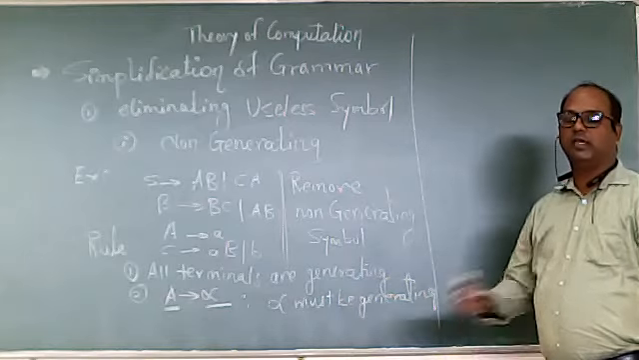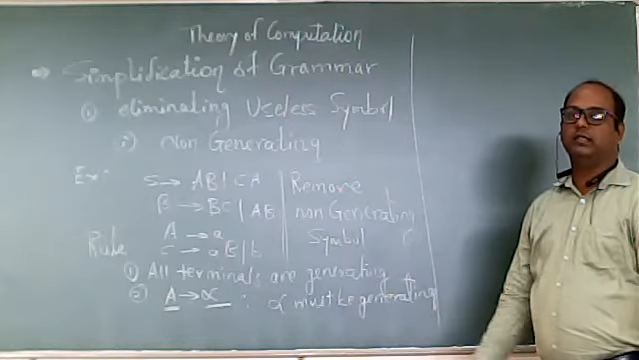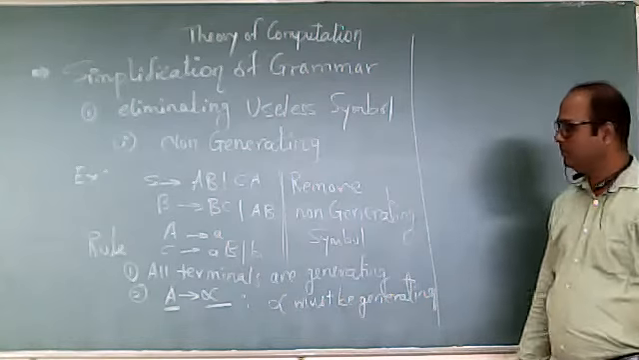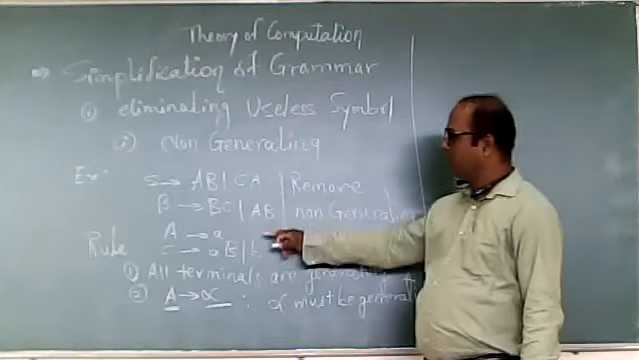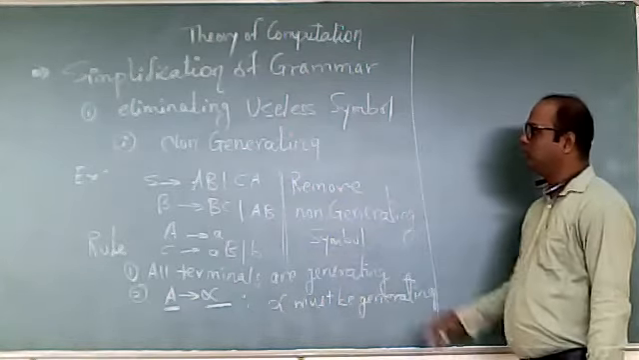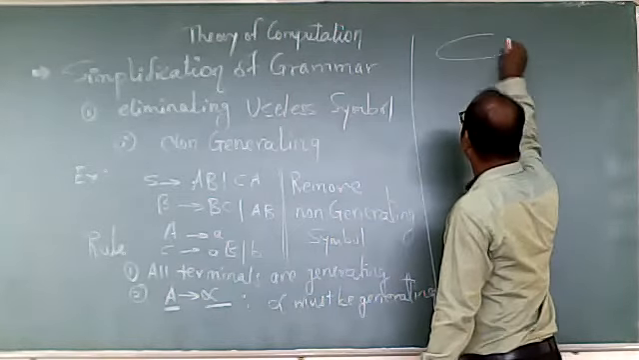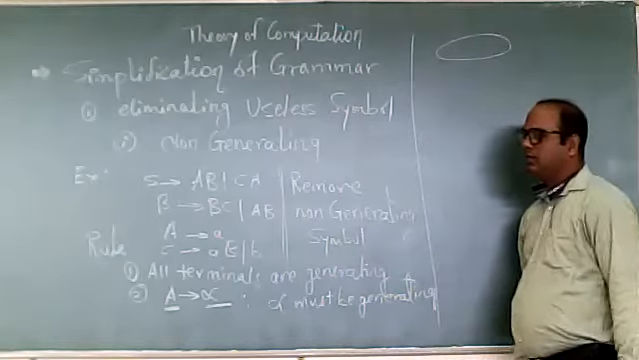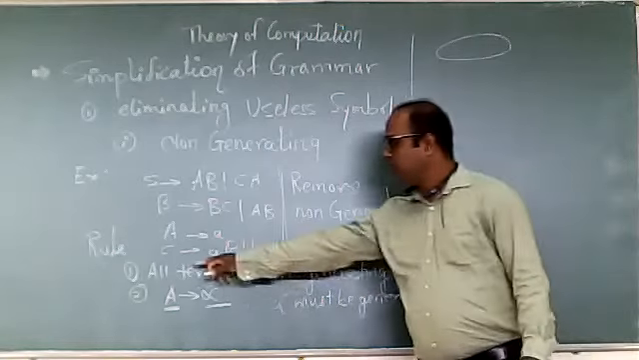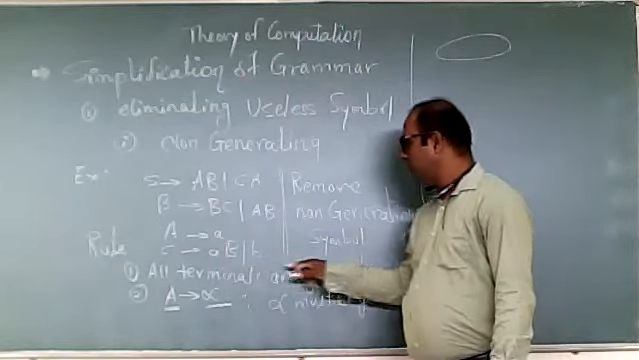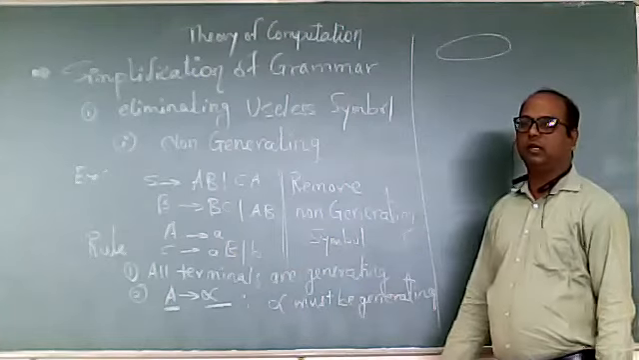But obviously, the rest of the symbols we'll call non-generating symbols. I will try to solve this problem with the help of these two rules. I will just make a graph for this. Now, as I said, we use the first rule: all terminals are generating.